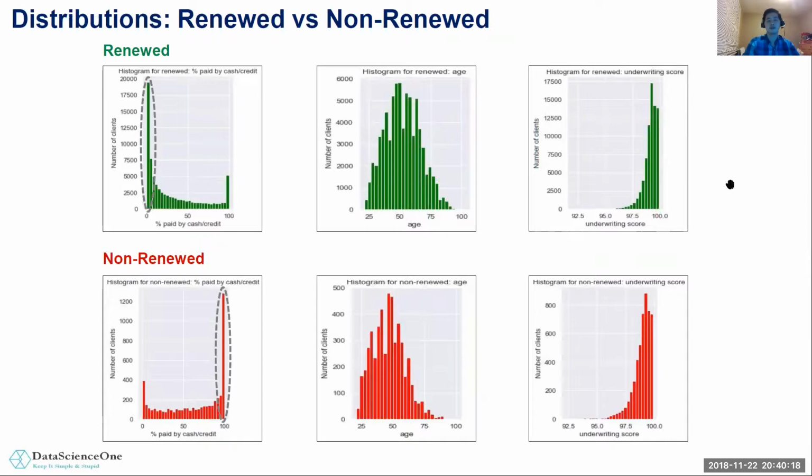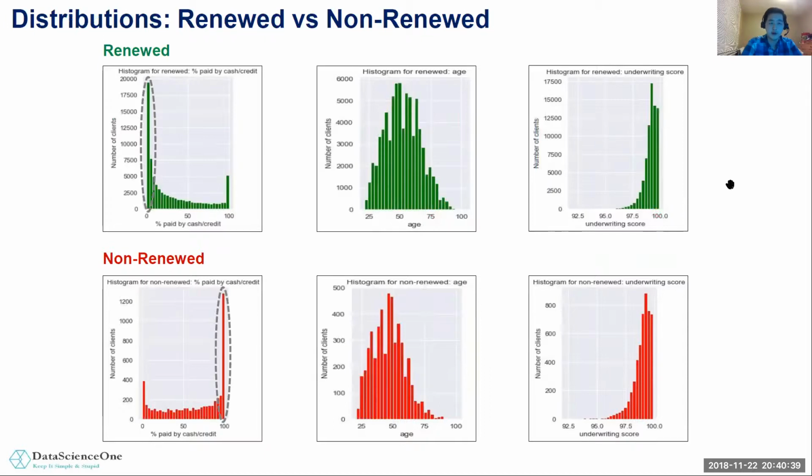The third, we are looking at three pairs of histograms by different renewal status. The first pair represents percent premium paid by cash or credit. Second is age, and application underwriting score is the third.